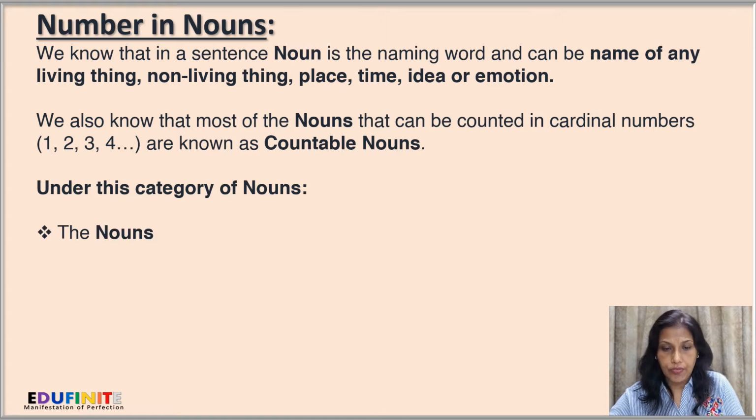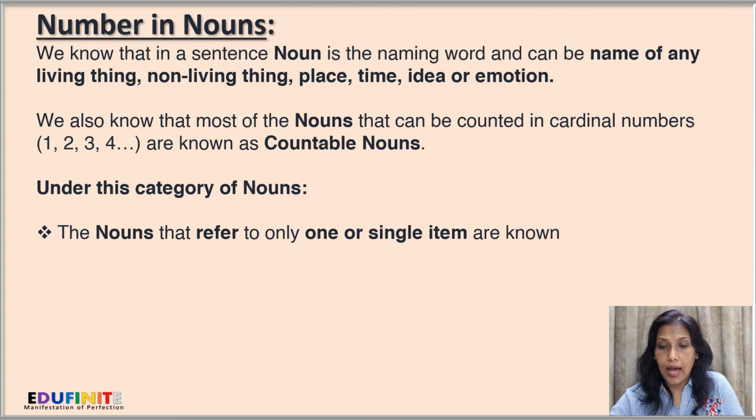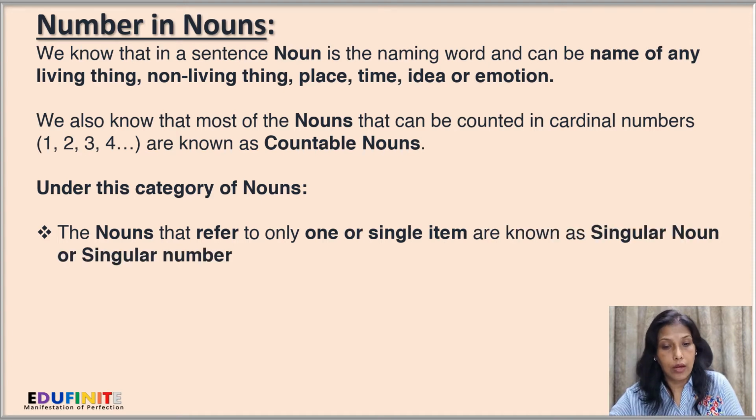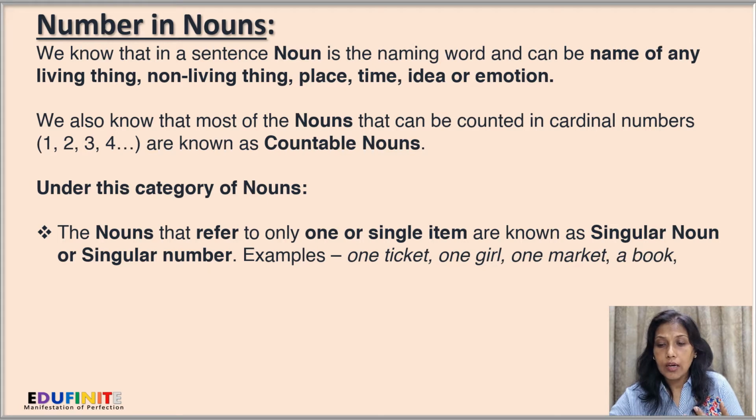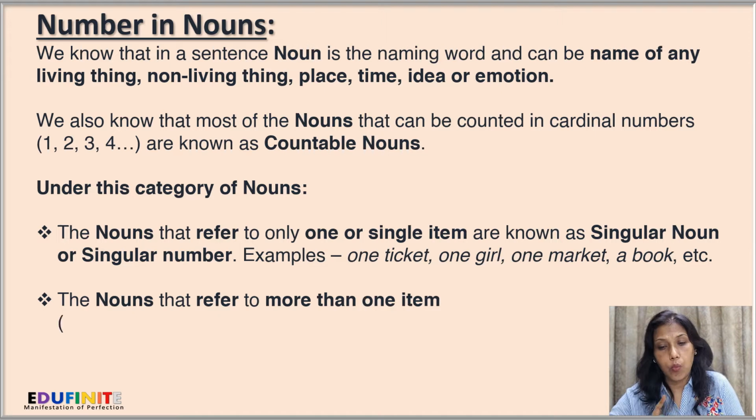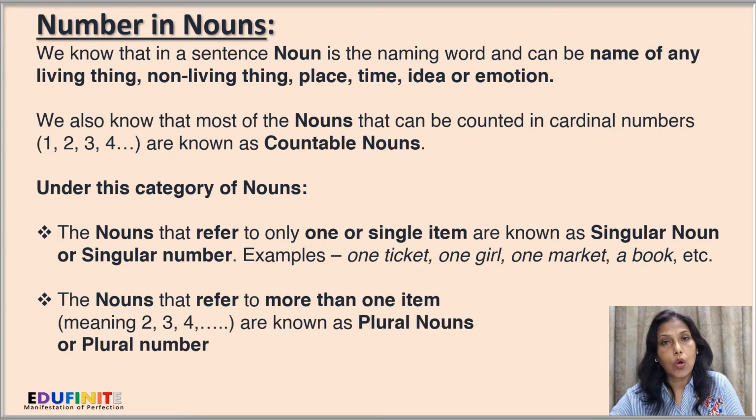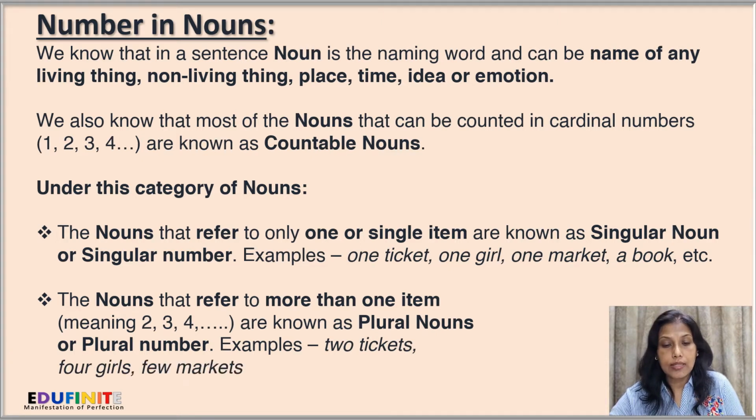Under this category of nouns, the nouns that refer to only one or single item are known as singular noun or singular number. Example, one ticket, one girl, one market, a book, etc. The nouns that refer to more than one item, meaning 2, 3, 4, and so on, are known as plural nouns or plural number. Examples, 2 tickets, 4 girls, few markets, many books, etc.